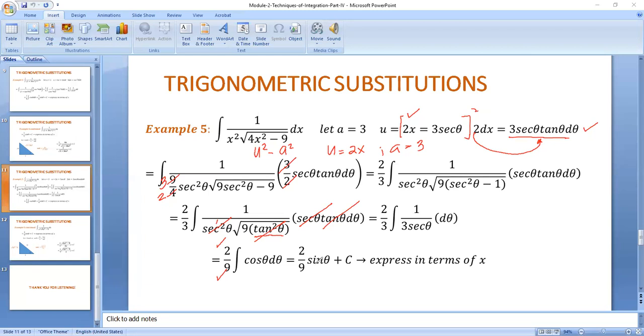The same procedure as what we did in the first 2 examples, you construct a triangle representing this. So what's a secant? It's the reciprocal of the cosine. So it's hypotenuse over the adjacent. This is your theta. Then you determine this. So this would be 4x squared minus 9. So this is the opposite side. So let's see if that is the case. But before we go to the next slide, do you have any questions?